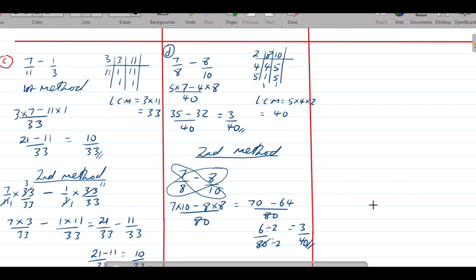So when subtracting fractions with unlike denominators, you can adopt any of these methods that is convenient for you to solve fractions with unlike denominators.